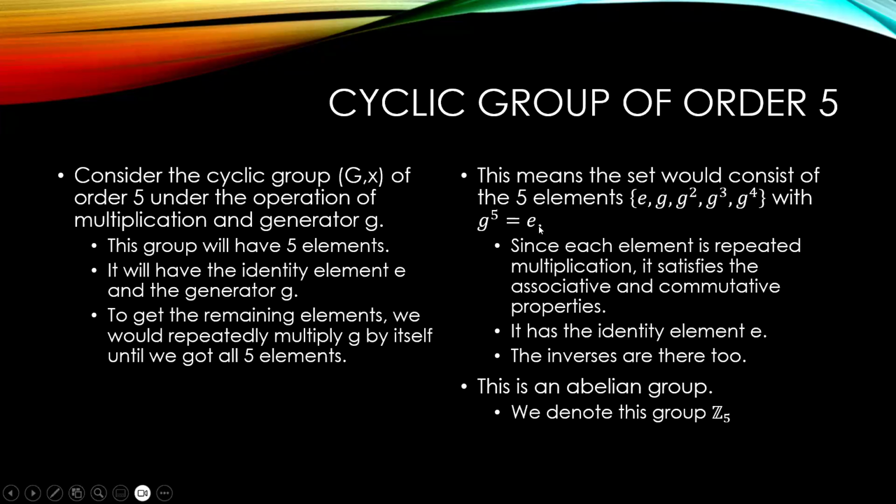element. Since each element is repeated multiplication, it satisfies the associative and commutative properties. It has the identity element E, it's right there. And the inverses are also there too, because G times G to the 4th would be G to the 5th. G squared times G cubed is also going to give you G to the 5th. And so this is an abelian group. We would denote it Z5.